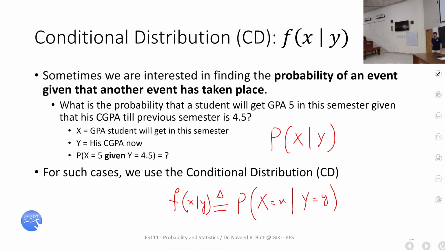That's it. What is this representing? F small x given small y. What is that? The probability that the first variable X takes the value small x, when you are given this information, that the second random variable took this value small y. Okay, so that's the definition.